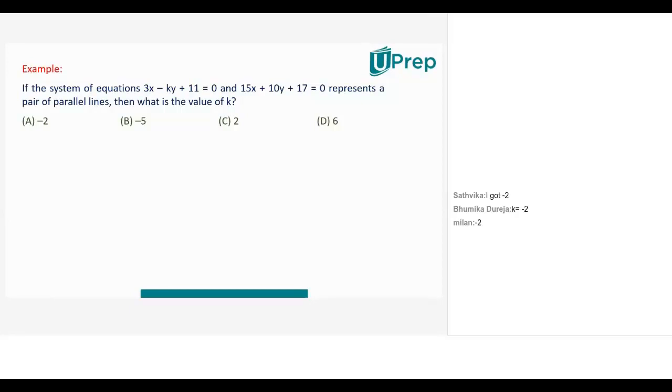Here, let's say, for instance, a1x plus b1y plus c1 equals 0, a2x plus b2y plus c2 equals 0. Two line equations are given. Now, these two equations represent parallel lines. So what is the condition? If you remember, a1 by a2 is equal to b1 by b2 is not equal to c1 by c2. This is the condition for the lines to be parallel. Since parallel lines never meet, there is no solution.